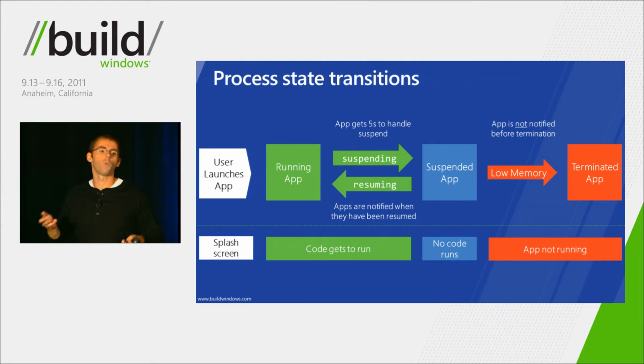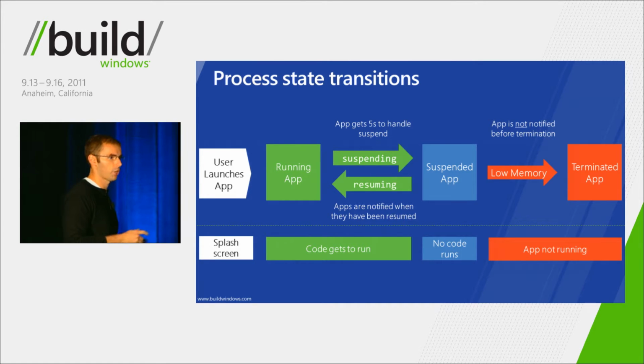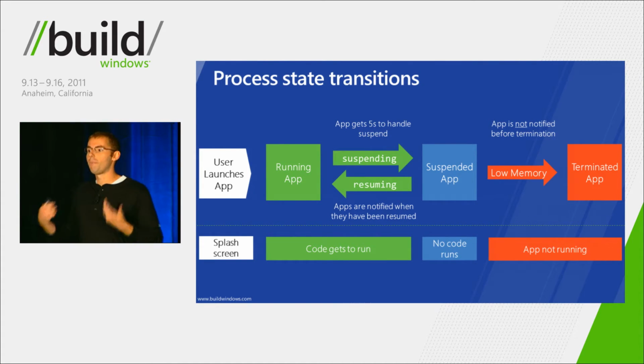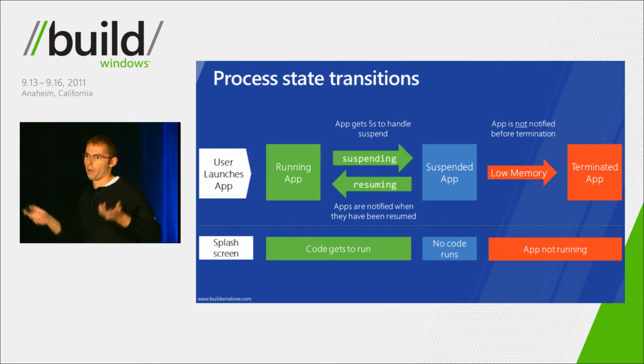As I mentioned, there's several ways for an app to get terminated. Low memory is one of them, but user switch is another one, system shutdown as well. But in that case, no code was running. When the app was suspended, the code was in memory, but it wasn't executing. And of course, when the app is foreground, it's running.